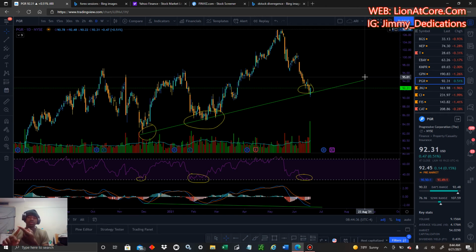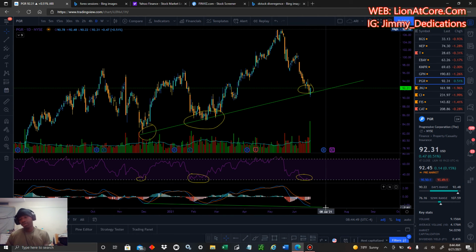So now we got support, the EMA, oversold, and selling momentum is slowing down. You could wait till it slows down all the way and turns green, but I'm not gonna wait. I'm gonna go in it right now because I'm a risk taker and I got a risk management plan.